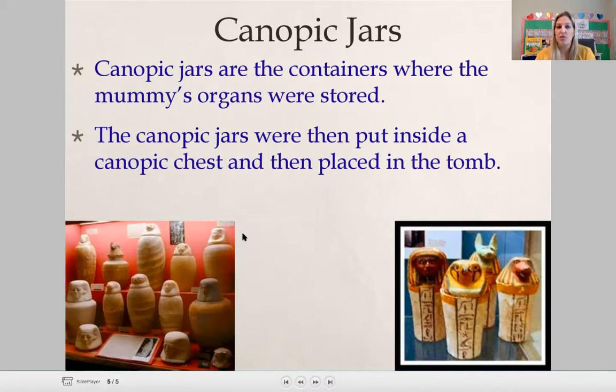These canopic jars were then placed inside a canopic chest and then placed in the tomb. So the tomb, you'll see, is kind of like a casket, but it is where the body is, and they paint it and they make it very nice to look at. And those are our vocabulary words I want you to focus on today. Again, we have natron, resin, and canopic jars.